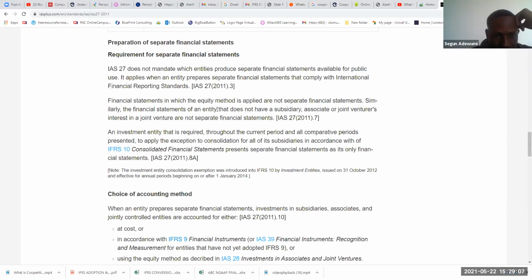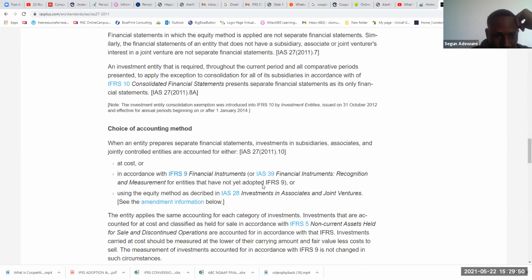Continue. Okay, an investment entity that is required throughout the current period and all comparative periods presented to apply the exception to consolidation for all of its subsidiaries in accordance with IFRS 10 Consolidated Financial Statements, shall present separate financial statements as its only financial statements. Note, the investment entity consolidation exemption was introduced into IFRS 10 by Investment Entities, issued on 31st October 2012 and effective for annual periods beginning on or after 1st January 2014.